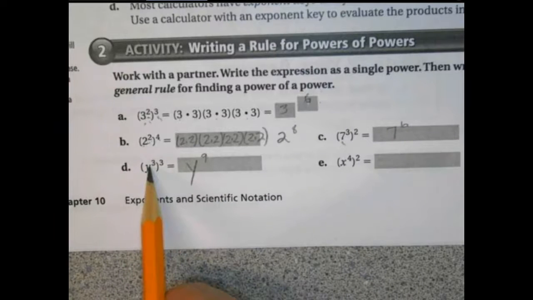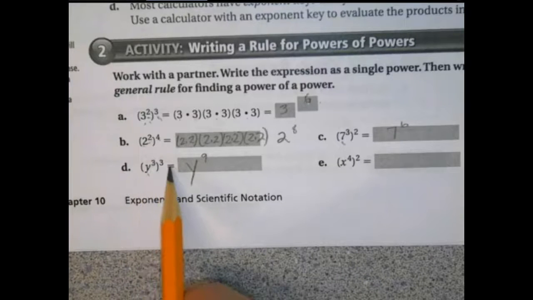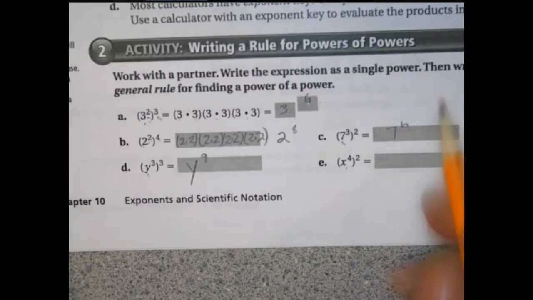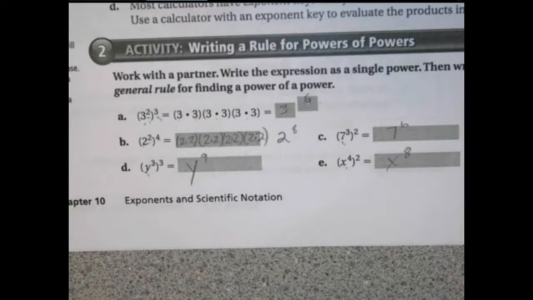Now, inside parentheses, outside parentheses. When you have an inside-outside situation, you're going to multiply your exponents. Yesterday, we added because they were just multiplying, not inside or outside of parentheses. So what is this going to be? X to the what? 8. Pretty simple so far?